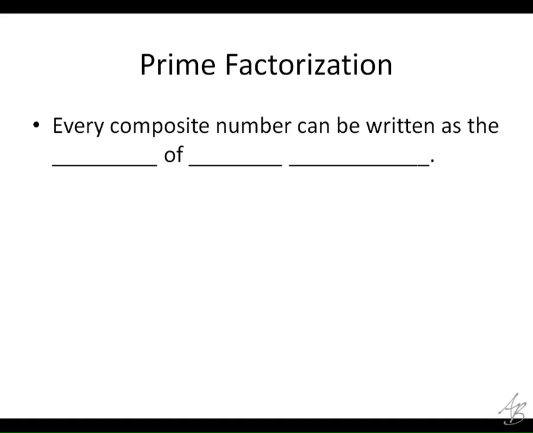So what I need you to do is help me out here with filling in the blanks. First of all, what is a composite number? So it's a number that can be divided into, well, smaller numbers. Okay, so it can be written as, well, smaller numbers being multiplied together.